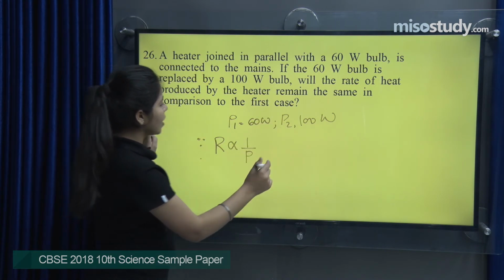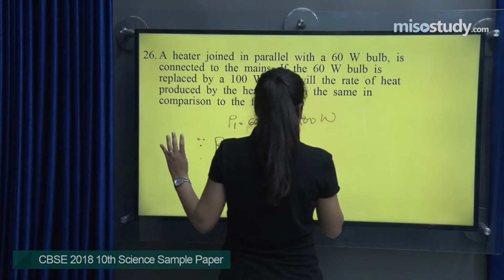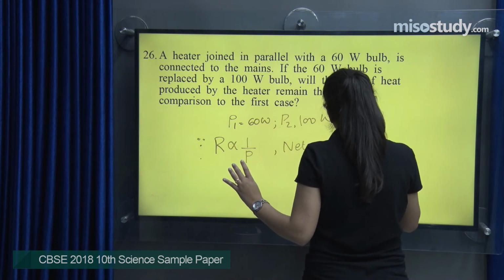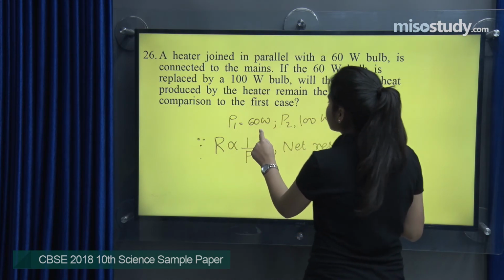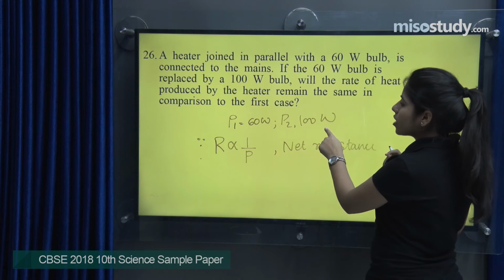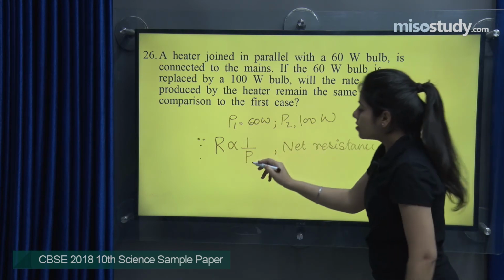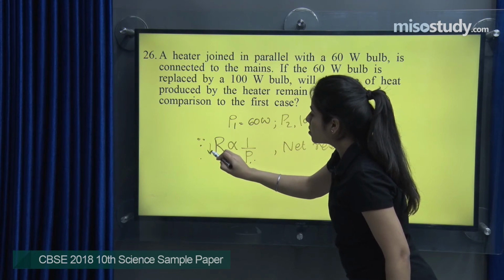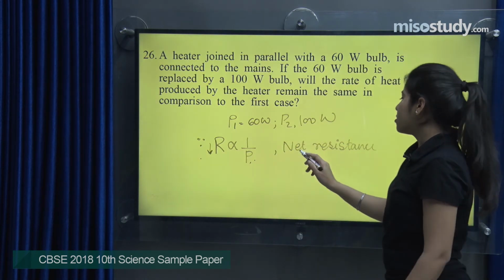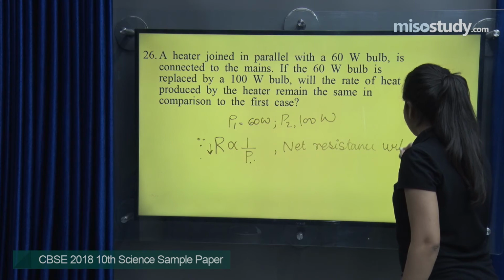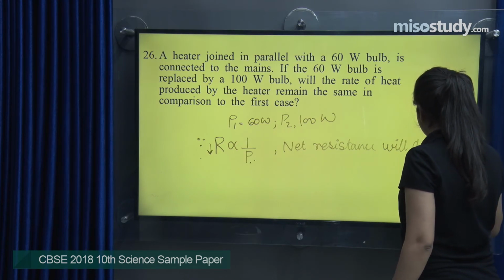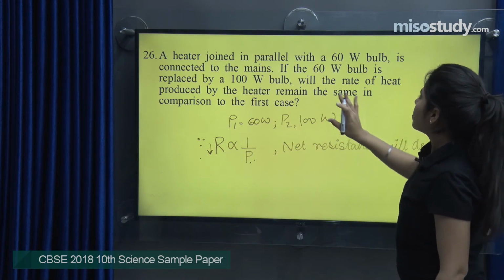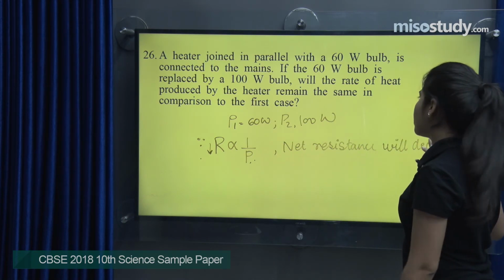Then we can say that net resistance, we have been replacing 60 watt with 100 watt. That means power is increasing, and since power is increasing, resultant resistance will be decreasing. So net resistance will decrease. Okay, we have said that resistance will decrease.